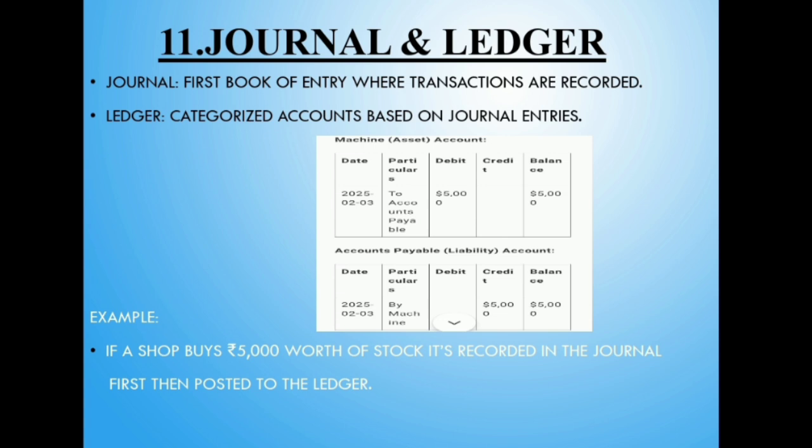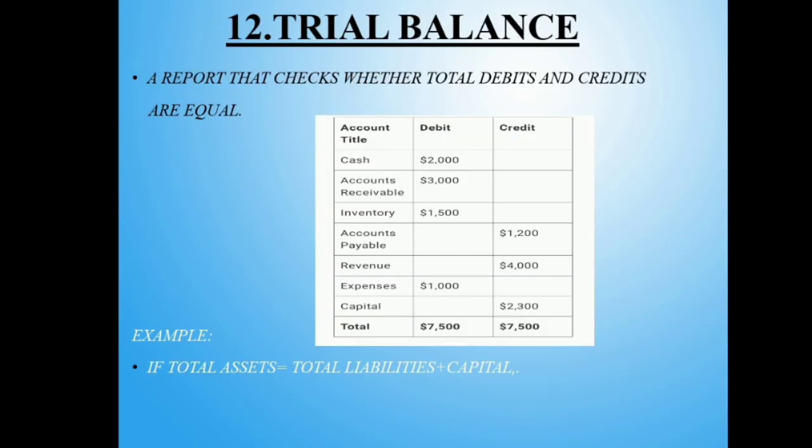And the next one is ledger. Once the transaction is recorded in the journal, it is then posted to the ledger. So we take the information from the respective journal and post it to the respective ledger accounts.